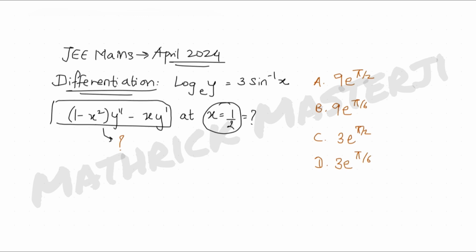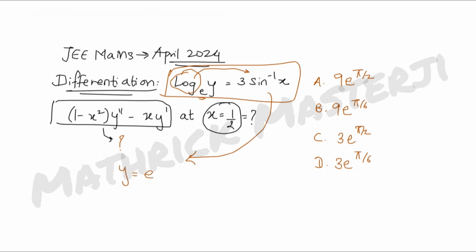Let's see how to solve this question further. We have been given log y to the base e is equal to 3 sine inverse of x. If I write my entire expression as a function of y, I can take that log to the other side, which is to the base e. So I get my y function as e raised to 3 sine inverse x. Now the question is asking me to find the value of an expression which has the first and the second derivative in it. So we have to find the first derivative and the second derivative.